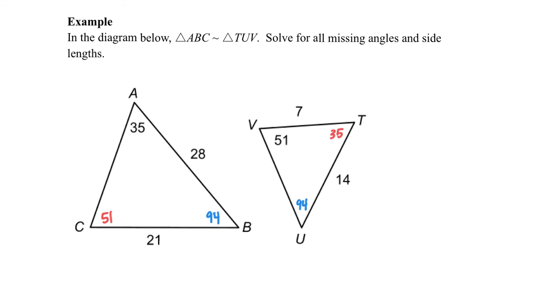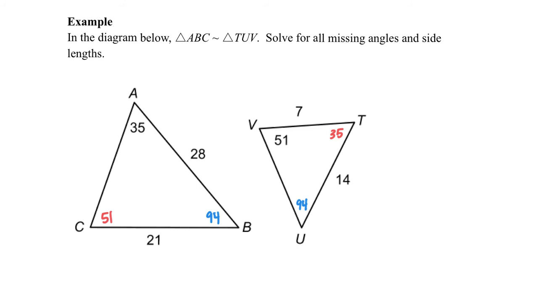So in this diagram, let me go this direction. Side AB was 28, and that became side TU. So AB became TU. That's 28 became 14. So if 28 became 14, then now I know.